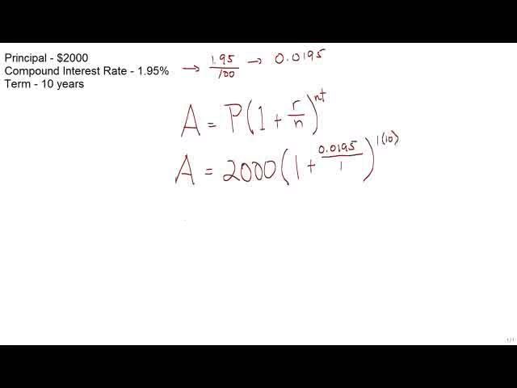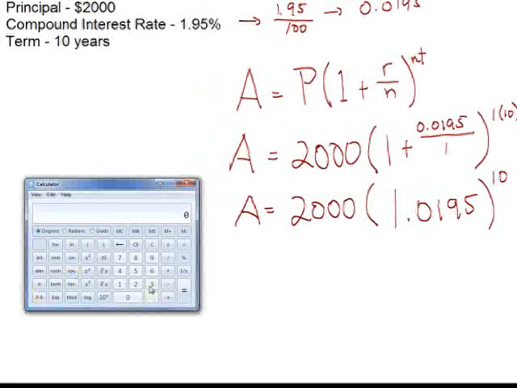So we're just going to make this a little bit easier to read. We have A equals 2,000 times 1 plus this number here, 1.0195, and then 1 times 10 is 10, so to the 10th power. And now we'll bring in our calculator. 2,000 times 1.0195 to the 10th power, so I'm going to push my X to the Y button, push the 10 to represent the 10th power, and we have 2,426, and if we round to the nearest cent, 6 cents.